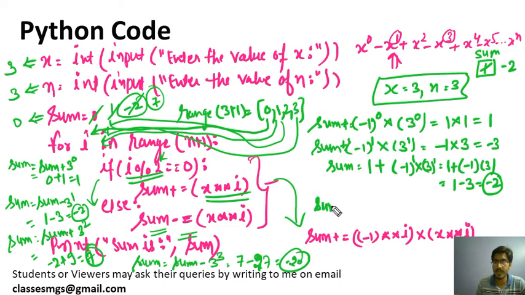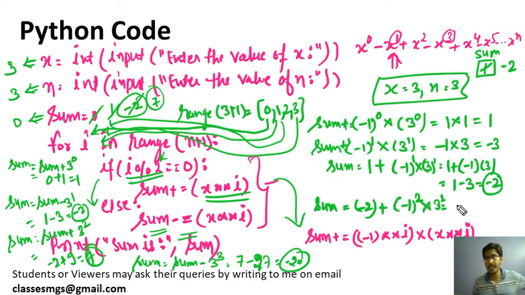In that case what will happen? Sum plus equals to, so sum value is already minus 2 plus minus 1 raised to power 2 into 3 raised to power 2. In that case minus 2 plus, minus 1 raised to power 2 is 1 only, 3 raised to power 2 is 9. So minus 2 plus 9 will become 7. So this time it will become 7.